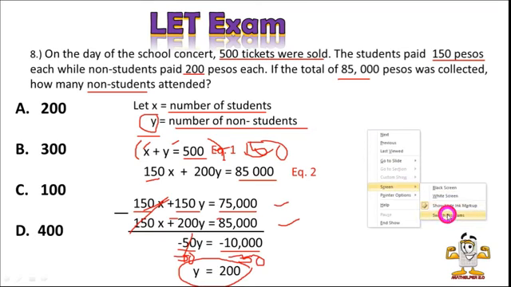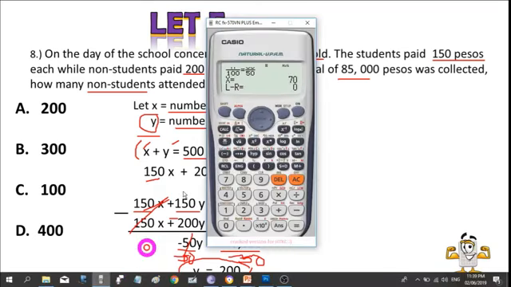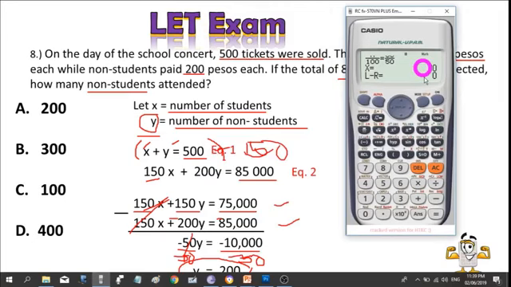So, para mabilis po, ang gagawin lang natin is input lang po natin yung dalawang equation. Equation 1 at saka equation 2. So, mode equation, which is the 5, then 1. So, input lang po natin. Yung value ng x is 1 equals, yung value ng y is 1 equals, yung c natin is 500.